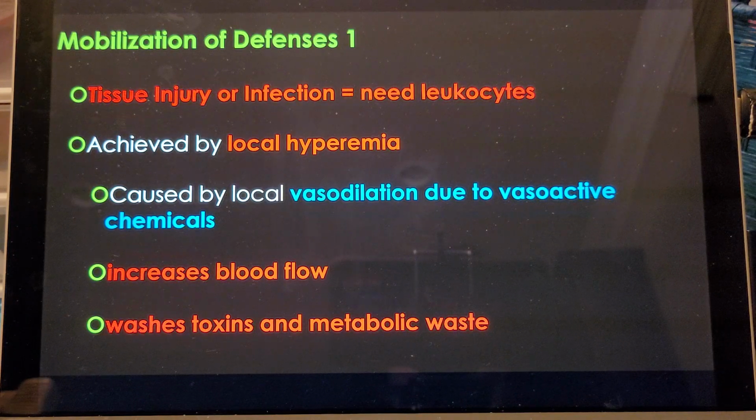Okay, so how do we get stuff going? First, we have a tissue injury or infection. In that case, we're going to need some white blood cells, our leukocytes. Again, that increased blood flow, that hyperemia, is caused by vasodilation, an increase in the size of the blood vessels due to different vasoactive chemicals, which increases the blood flow. It also helps to wash toxins and waste out of that area, because that extra fluid is essentially going to rinse out the tissue. So get stuff out of that area.